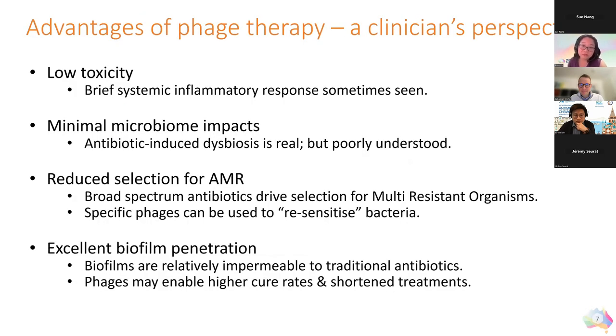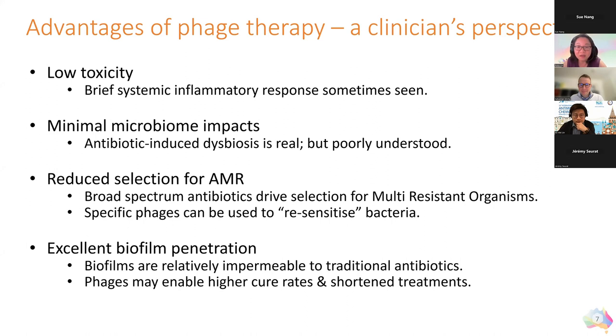From a clinician's perspective, and mostly researchers, the advantages of phage therapy are low toxicity. From our patient cohort in adults and kids, we can conclude that systemic inflammation is very brief, specifically if you use GMP phages. Secondly, phage therapy has a low impact on gut microbiome. From the study that we published in Nature Micro, of 15 adults we treated, we managed to do some metagenome sequencing, and it pretty much told us that, in fact, antibiotics have a bigger effect on the microbiome than the phages.